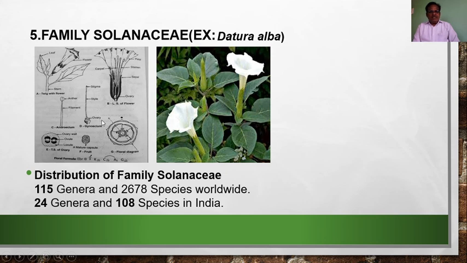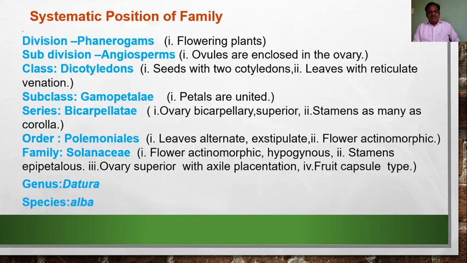This family is distributed, with 115 genera and about 2678 species found throughout the world, and about 24 genera and 108 species reported from India. So next, the systematic position, that is, the classification of the family Solanaceae.